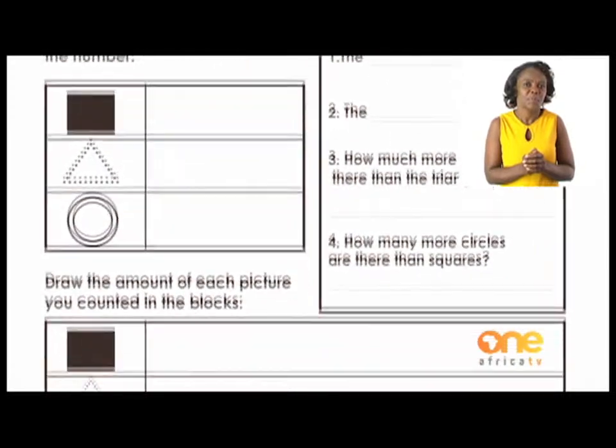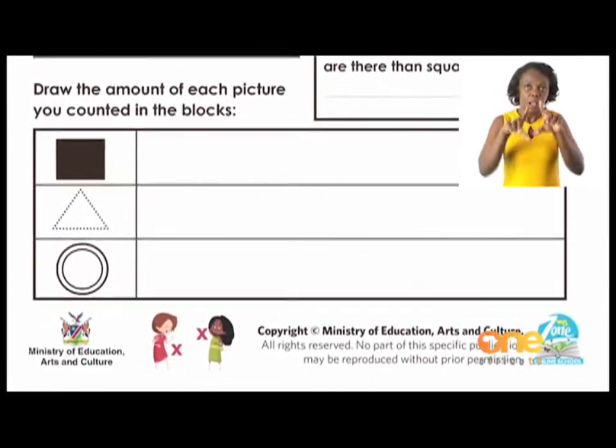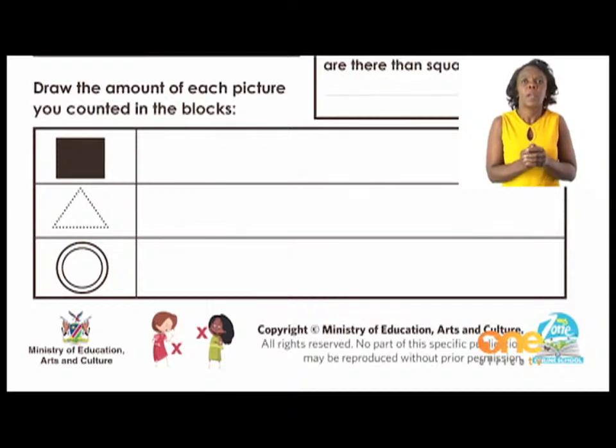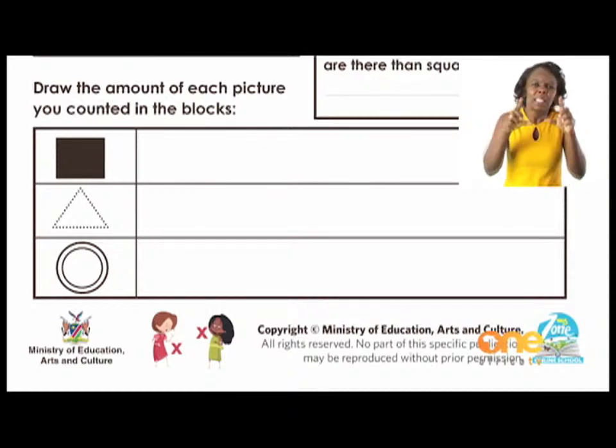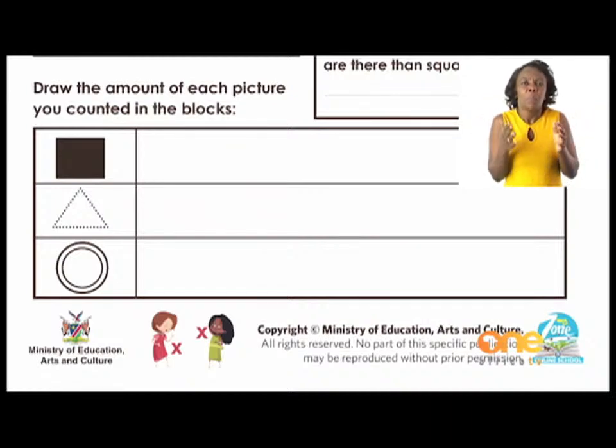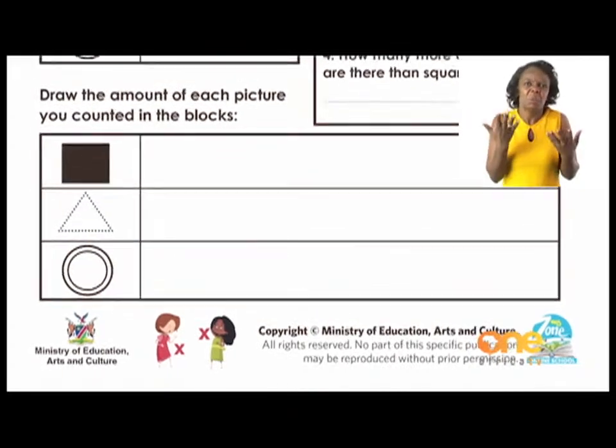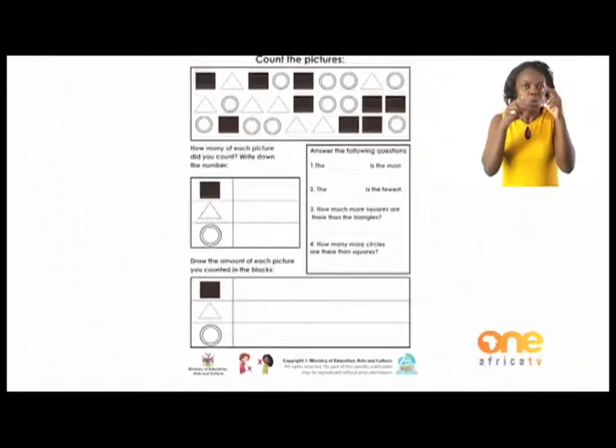And in the last block there, you have to draw the amount of each picture you counted in the block. You draw how many squares you counted. If, for example, you have counted 3 of them, you draw 3 squares. If you have counted 2 triangles, you draw 2 triangles, and you do the same with the squares. You draw the amount of squares that you have counted.